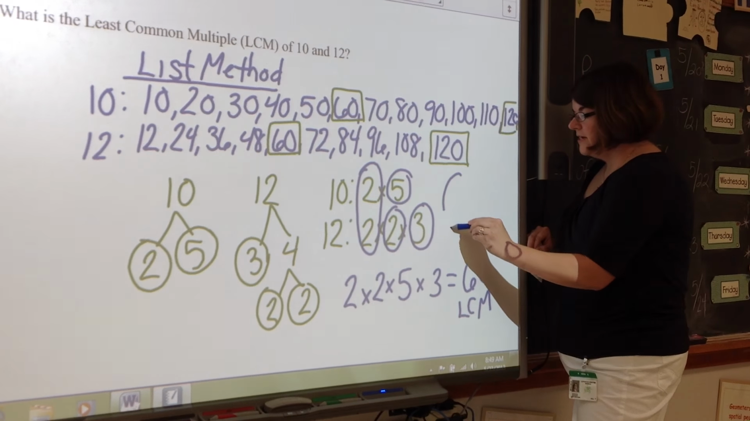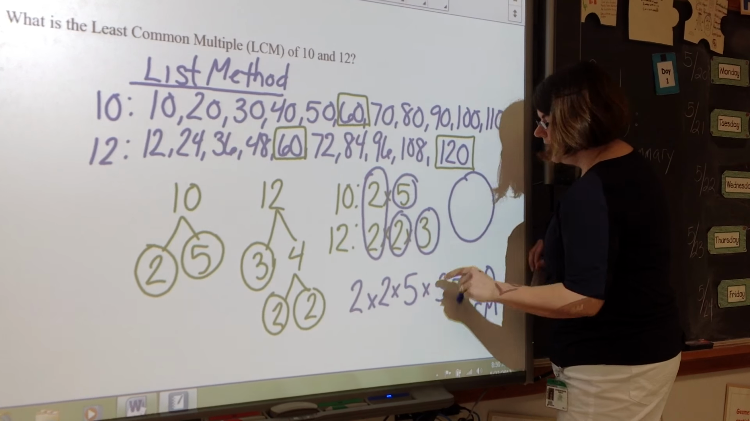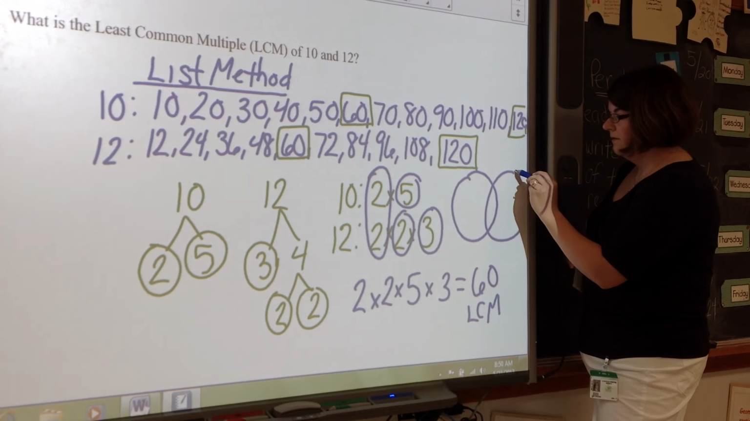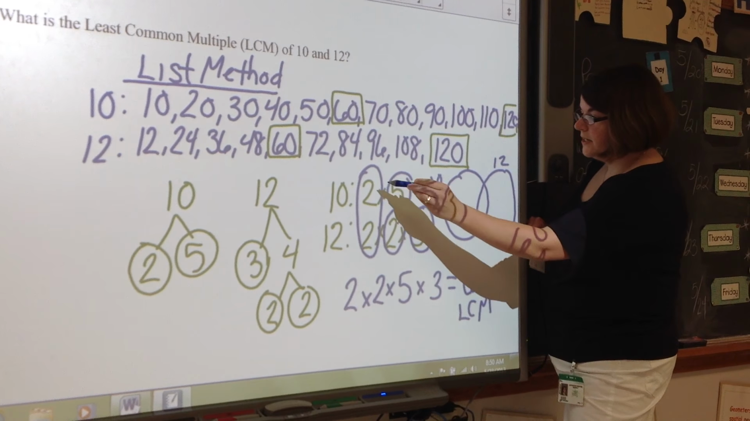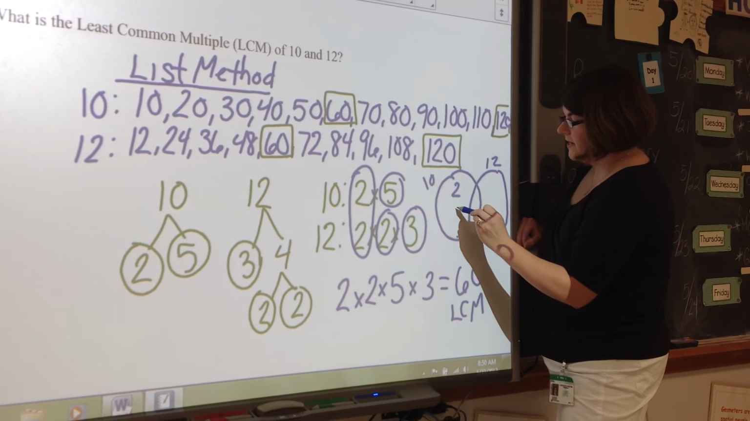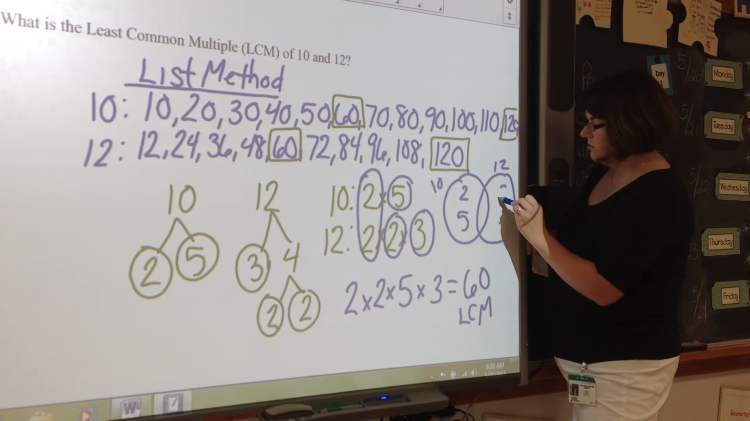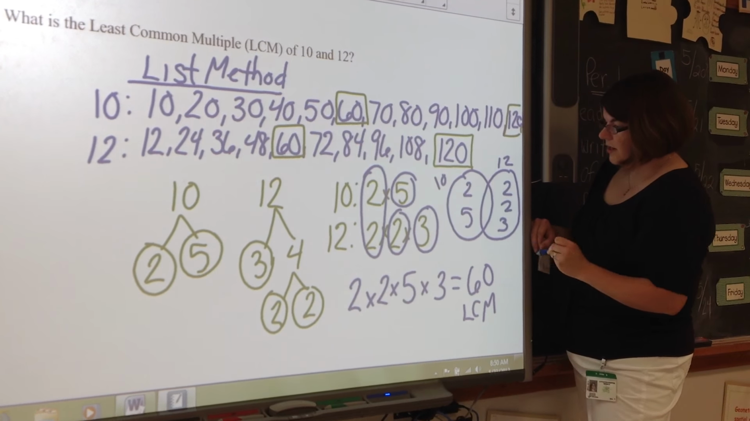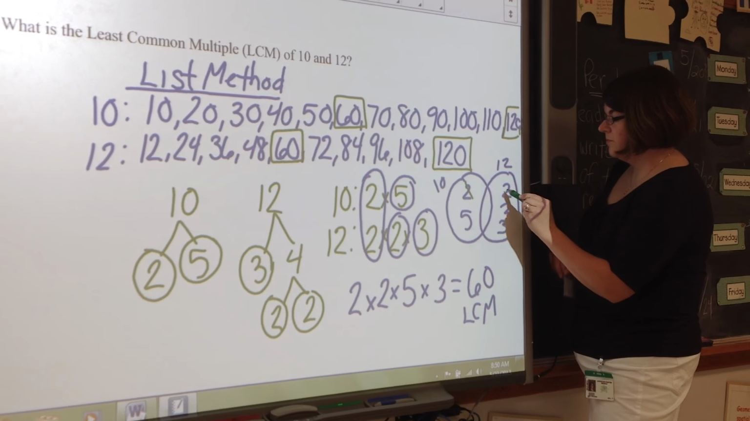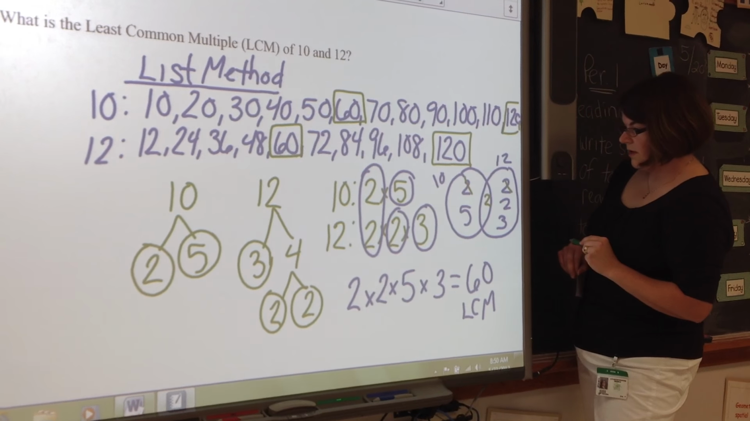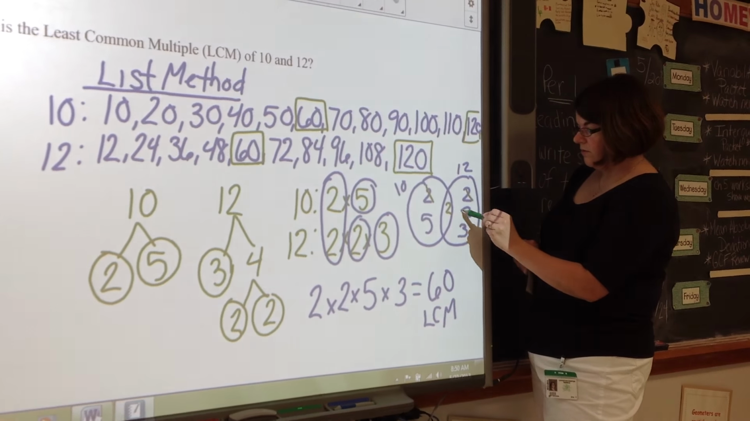All right, we have our Venn diagram method, if you don't want to do this. You have your 10 and your 12. We list our 2 and our 5 here. We list our 2, 2, and 3 here. We have a pair of 2s. We put that in the middle, and then you take one from each.